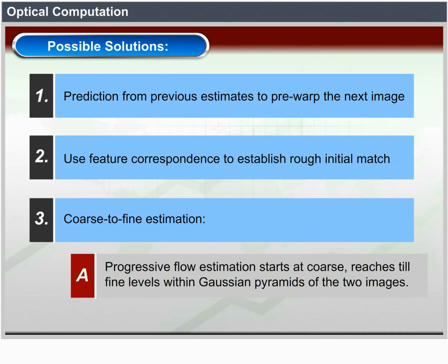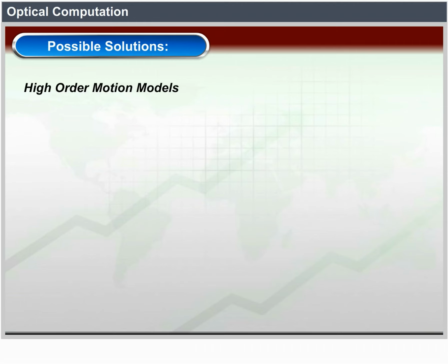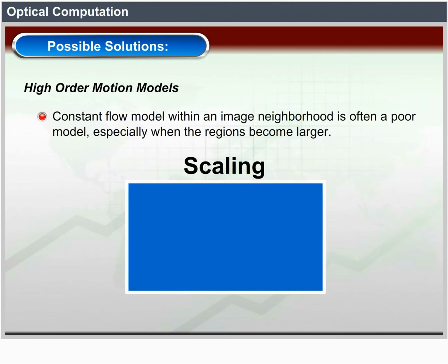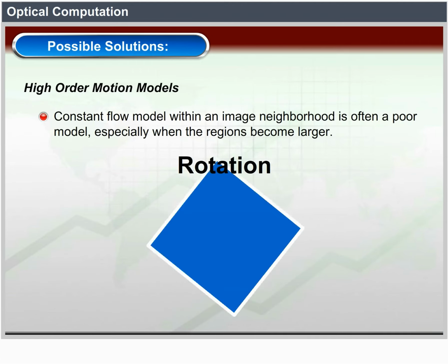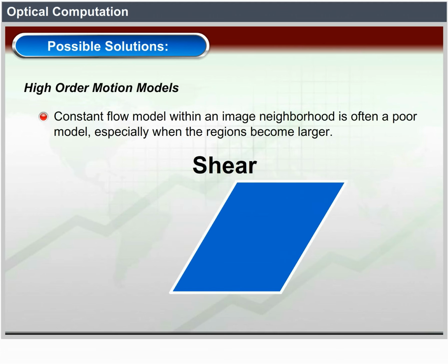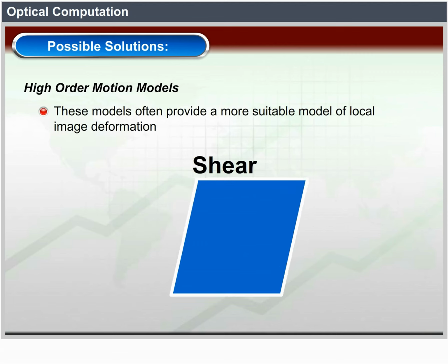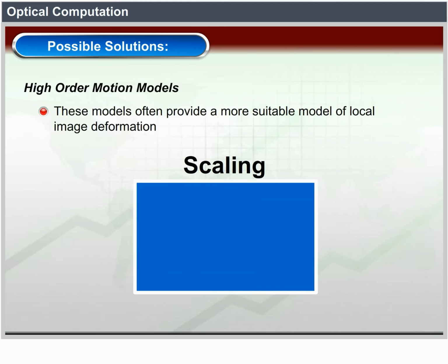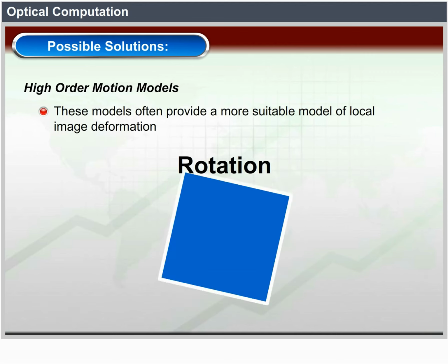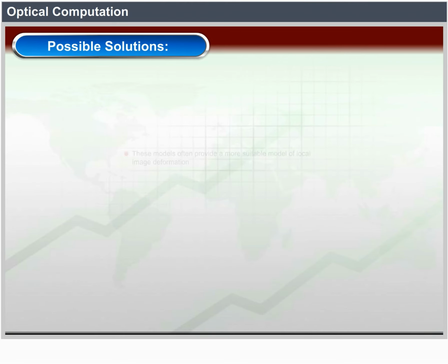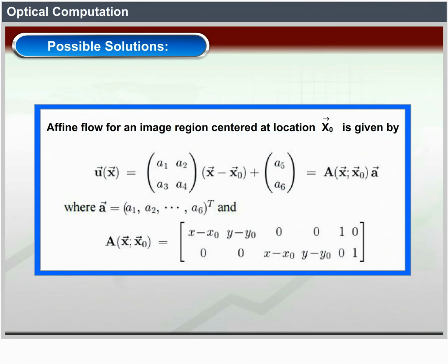High-order motion models. Constant flow model within an image neighborhood is often a poor model, especially when the regions become larger. These models often provide a more suitable model of local image deformation. Affine flow for an image region centered at location x0 vector is given by where a vector equals a1, a2, going up to a6 to the power of t.